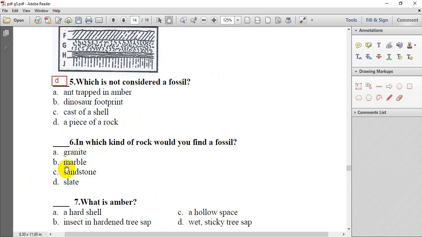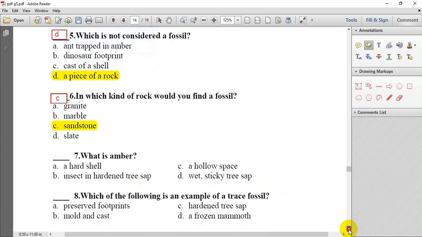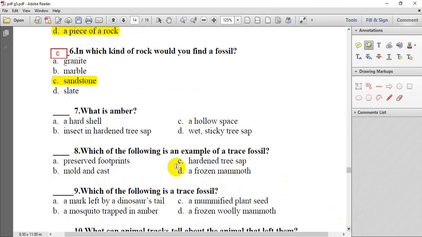Sandstone is the only one here that is sedimentary rock, so we will choose letter C, sandstone. Question 7. What is amber? Amber is a hard shell, insect in hardened tree sap, a hollow space, or wet sticky tree sap. If you remember, the amber fossil is a fossil that keeps the whole animal, so it will be insect in hardened tree sap, so it will be letter B.